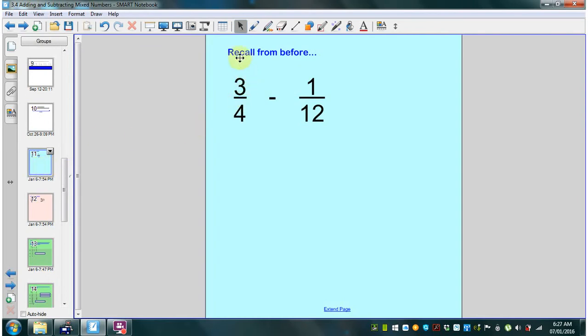Okay, so just one more time, recall from before. When you're adding or subtracting fractions, the first thing you have to do is make sure you have a common denominator. So we ask ourselves, do we have a common denominator here? No, we do not. 4 and 12 are different, so we need to change them so they're the same. That can easily be done because we can change 4 into 12 by multiplying it by 3. But whatever we do to the bottom, we have to do to the top.